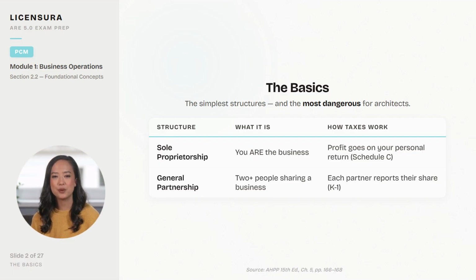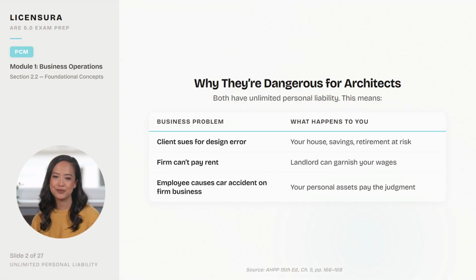Profits go straight on your personal tax return, Schedule C. A general partnership is just 2 or more people sharing a business, with each partner reporting their share on a K-1. Pretty straightforward so far. Simple to set up, easy taxes. But that simplicity comes at a huge cost. Both of these structures come with unlimited personal liability, and that's the critical thing you need to understand.